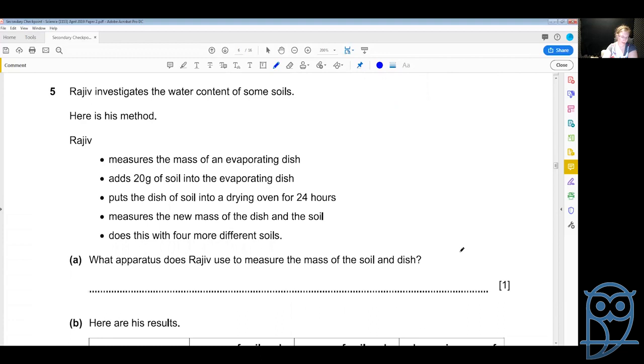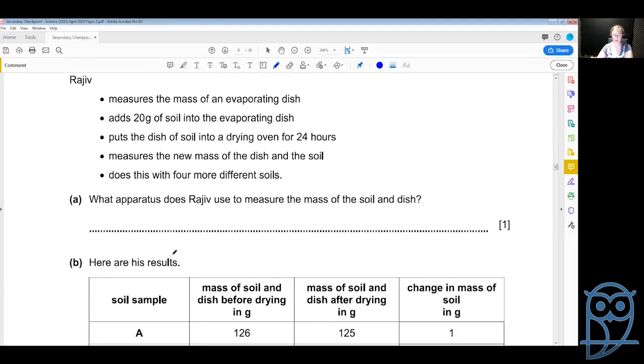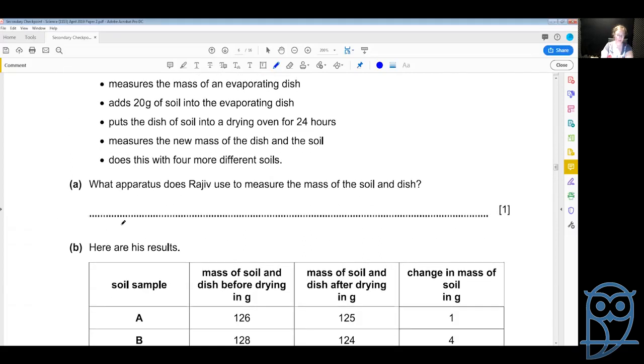Okay, question 5 says, Rajiv investigates the water content of some soils. Here is his method. He measures the mass of an evaporating dish. He adds 20 grams of soil to the evaporating dish. He puts the dish of soil into a drying oven for 24 hours, measures the new mass of the dish and soil, and then does this with 4 more different soils. So what does he use to measure the mass of the soil in the dish? A scale.